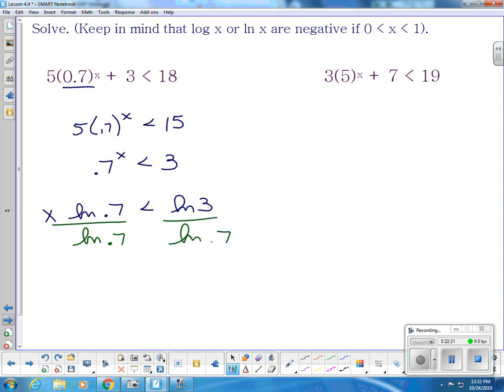Now, think about it for a second. The only time this symbol will flip around is if you divide by a negative. If you take the log of a number less than 1, it is negative. You have to remember that. So I am actually dividing by a negative number here. So when I divide by that, I'm flipping the symbol. So if you're dividing by a log of something less than 1, it's actually a negative number. Okay. So keep that in mind.